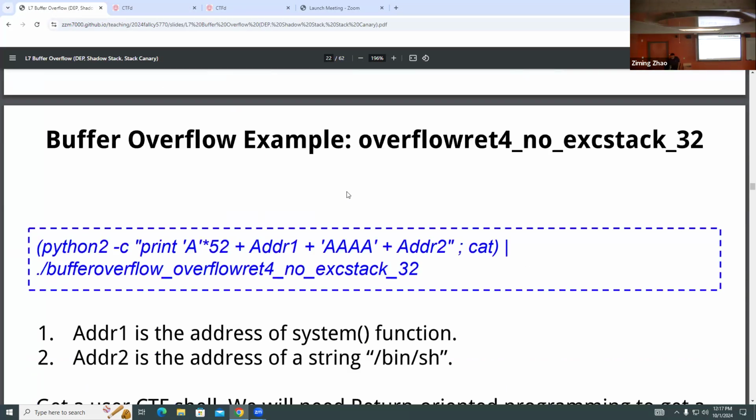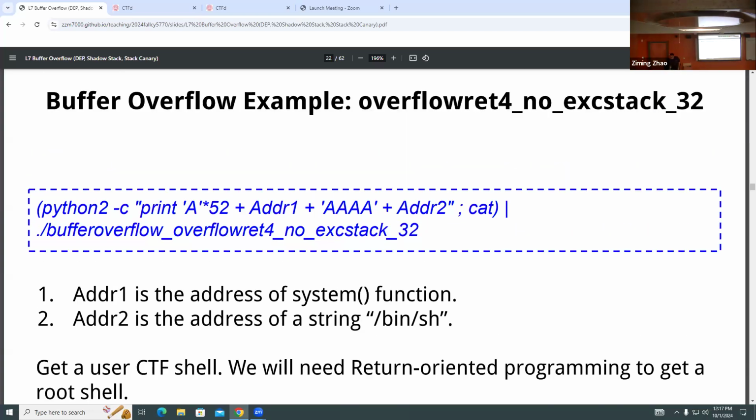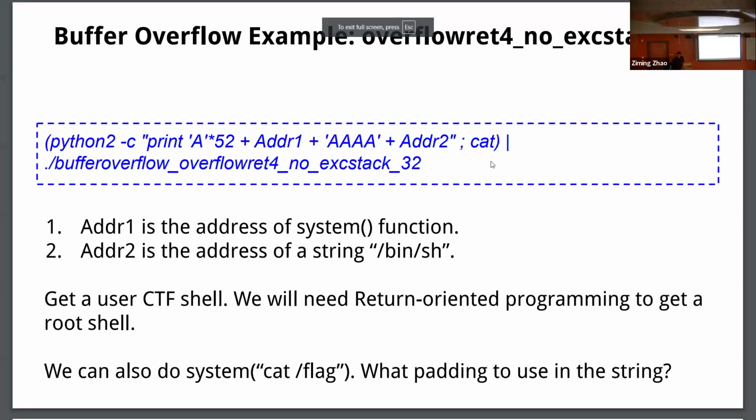For this one, we are going to use the return-to-libc approach. We will be able to get a shell, but not necessarily the root shell here. So this is what the exploit looks like. We're not going to redo the calculation. The garbage, to fill the buffer and the saved EBP, is 52 bytes in total.